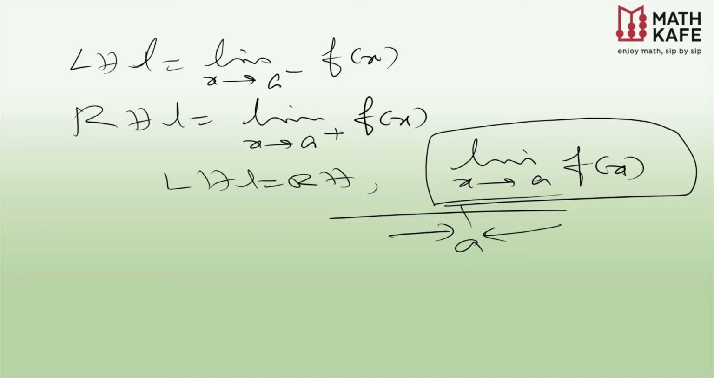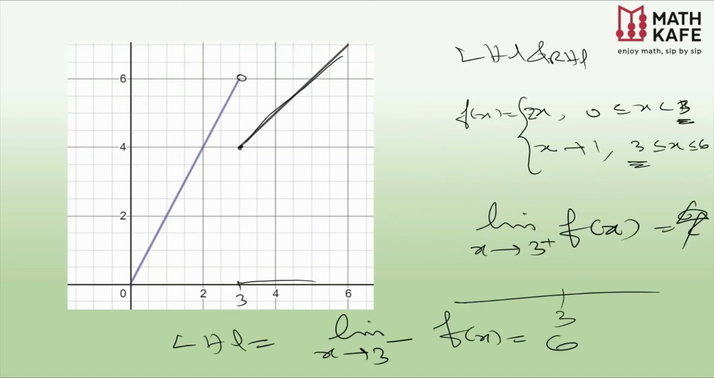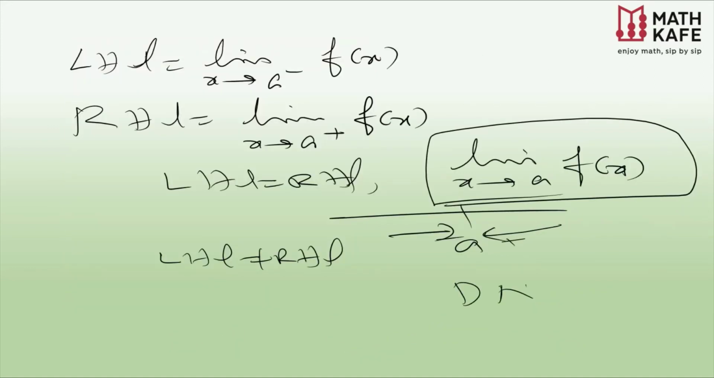As you plan to meet at a, both friends should reach the same point, and only then will the limit exist. That is the basic idea of the limit existing. If LHL is not equal to RHL, as you have seen in the previous case, the limit does not exist in such cases. So we'll say the limit does not exist.